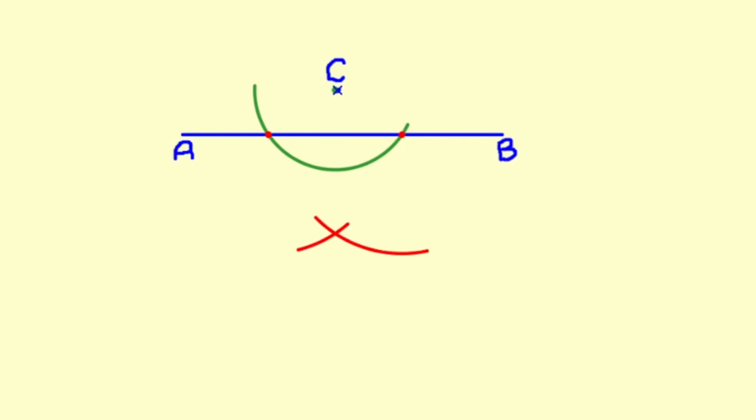Join the intersection point to the point C. This line is perpendicular to the line segment AB. By following this process, we can draw a perpendicular to a line from any point outside the line.